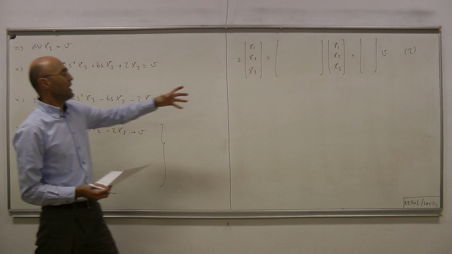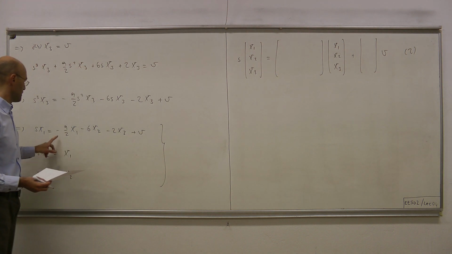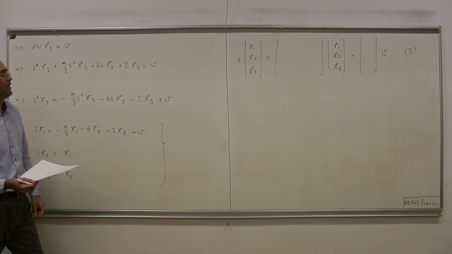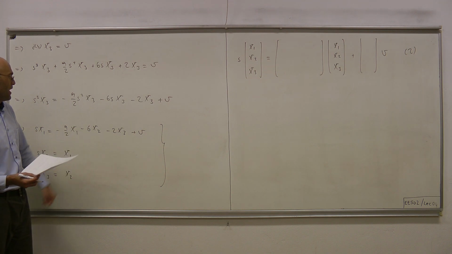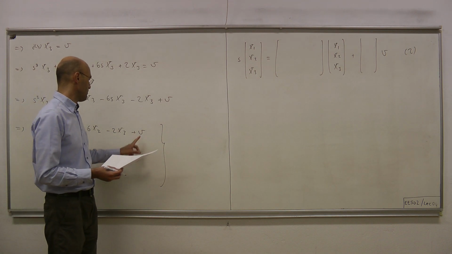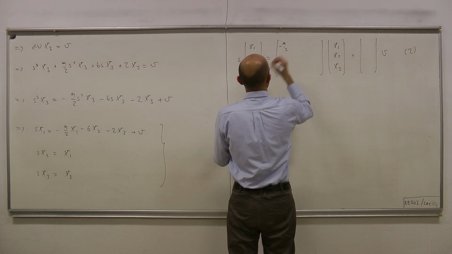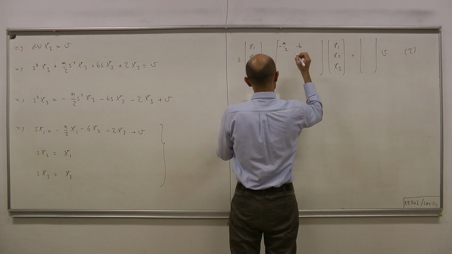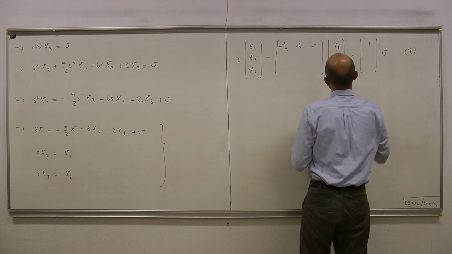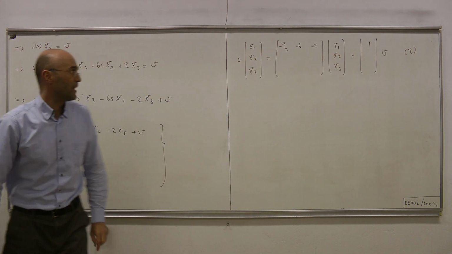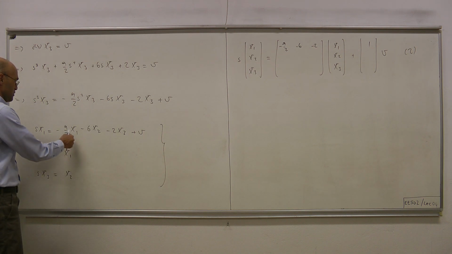Okay. So what are the entries of the A and B matrices? For that, all we have to do is look here. Now, for the first row, we look at the first equation. We have minus 9 over 2 x1 minus 6 x2 minus 2 x3 plus u. So let's write it down. Minus 9 over 2, minus 6, minus 2. And here we have 1. But the problem with that is the following.